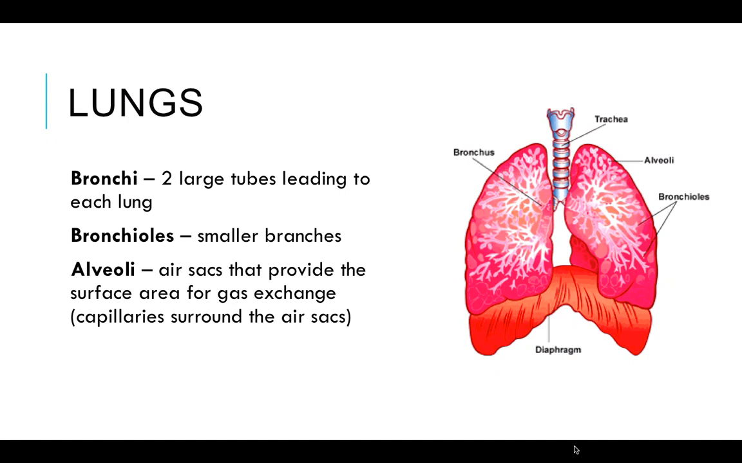As air goes to the lungs, it goes through two bronchi. These are two large tubes, one going to each lung. Then smaller bronchioles. These are the branches of tubes. And finally, the lung tissue. The alveoli are the air sacs in the lungs, and they have a very large surface area.